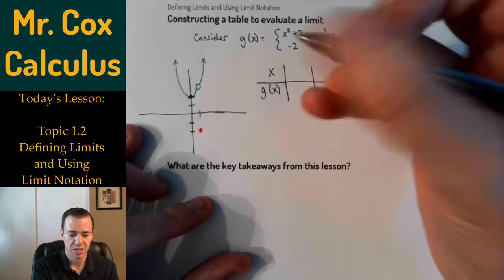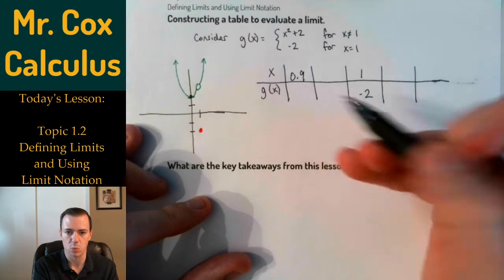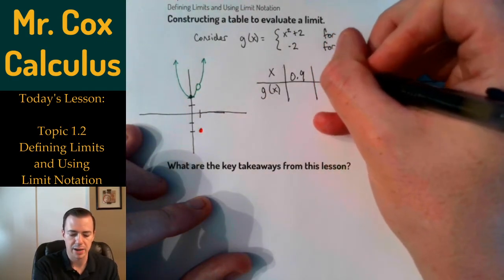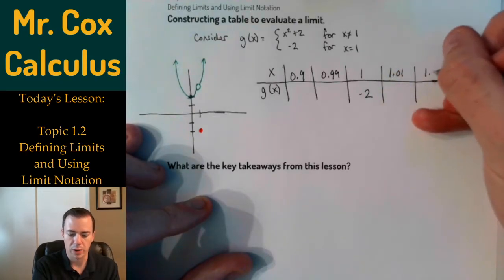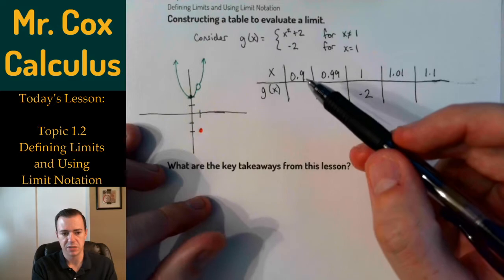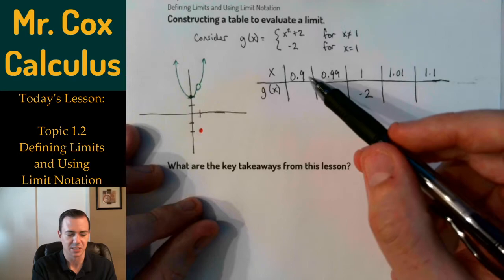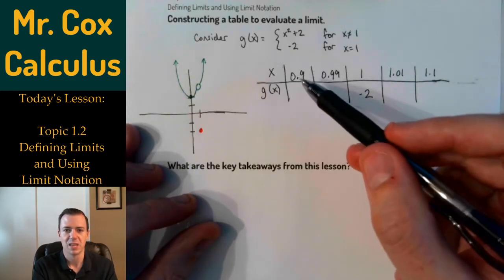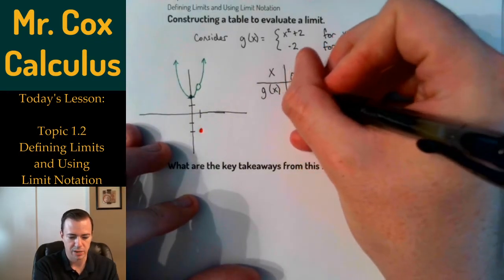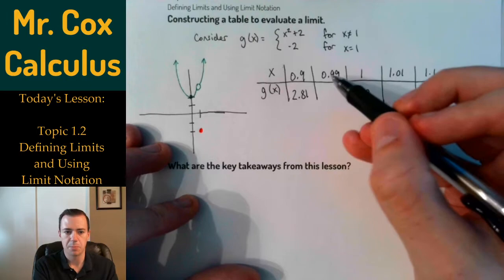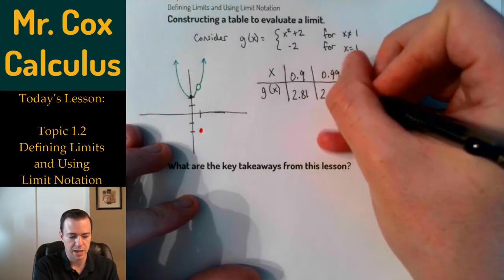But for all values not equal to 1, I need to substitute it into this x squared plus 2 piece. So I'm going to do something similar to what we did in topic 1.1. I'm going to look at 0.9, and then 0.99, and then 1.01 and 1.1, and I'm going to substitute these values in. You can verify them using a calculator, or if you're really good at squaring decimals, you can do so as well. If I take 0.9, square it and add 2, that gives me 2.81. If I take 0.99, square it and add it to 2, I get 2.9801.